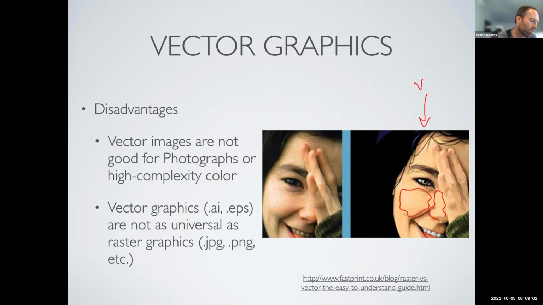The photograph version, the raster graphic, this one, that one we see an infinite distribution of specific colors. So they're fundamentally very different. So vector images are not good for photographs or images with high complexity color. The other thing is that vector graphics format, like a .eps, for example, is a little bit more specialized. Certainly they're common. There's lots of graphic designers that work with them, but they're not quite as universal as a JPEG or a PNG.